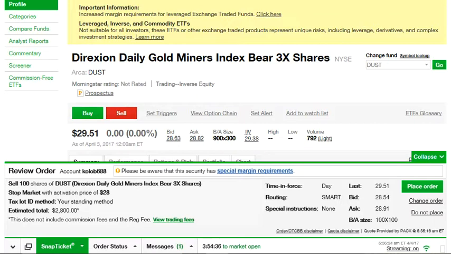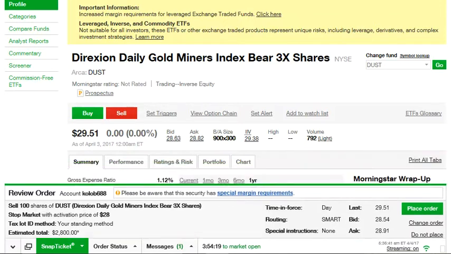So that means if the price of this stock goes down to $28 or lower, then it will sell at that stop loss. Now, you may end up selling lower than $28 if it gaps down, but at least you'll get out of a losing stock. So that's the basic idea of how a stop loss order works.